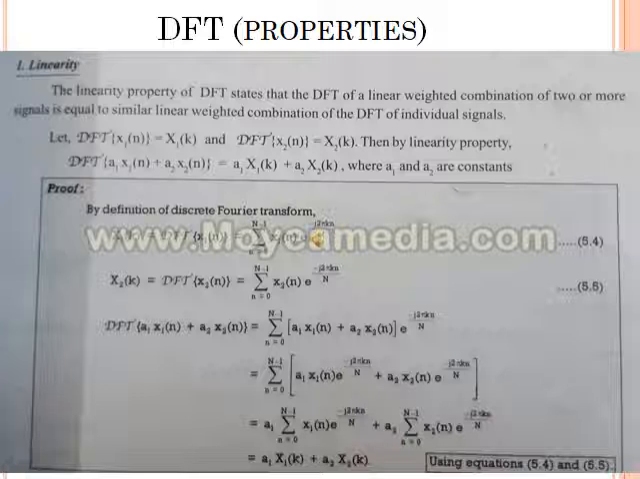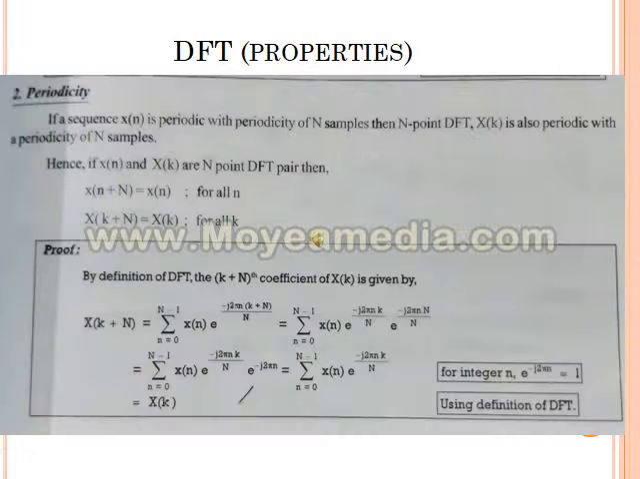So this is what the linearity property states, that is, the DFT of A1 x1[n] plus A2 x2[n] is equal to A1 X1[k] plus A2 X2[k]. So this is the linearity property. The next property is periodicity.